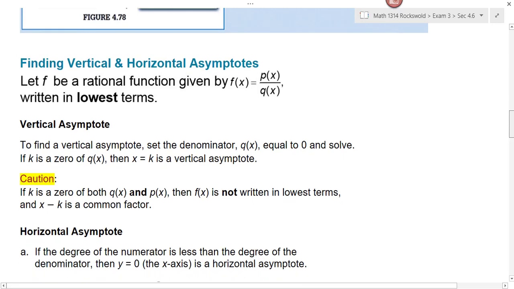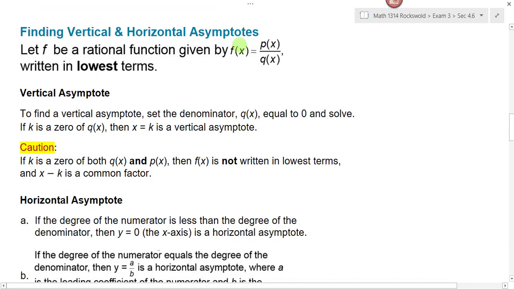How do we find our asymptotes? Well, our vertical asymptotes are easy. We just set the denominator equal to 0, but you've got to make sure that your function here is in reduced form. If you have a factor that makes both the numerator and the denominator equal to 0, you don't have a vertical asymptote, you have a hole.